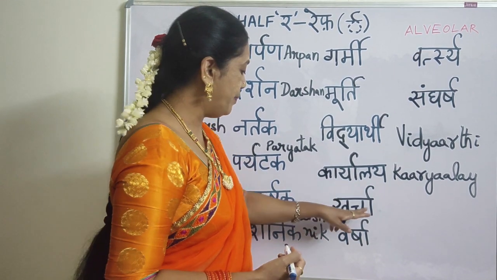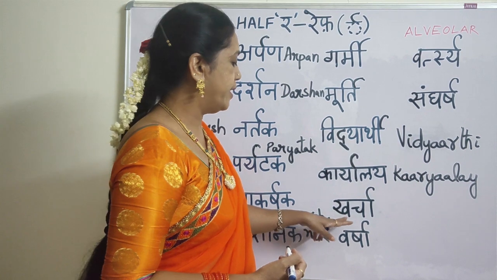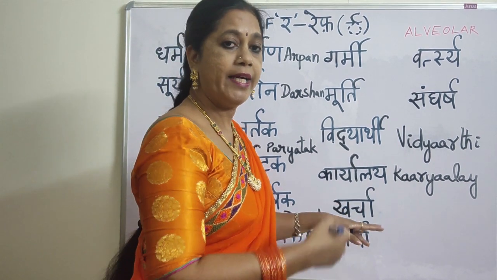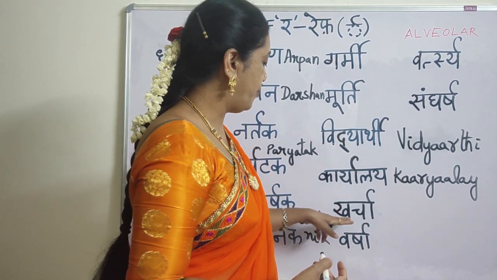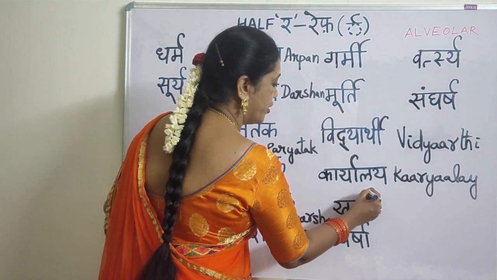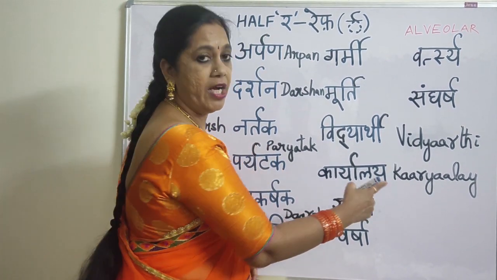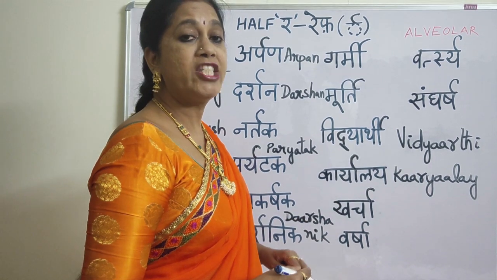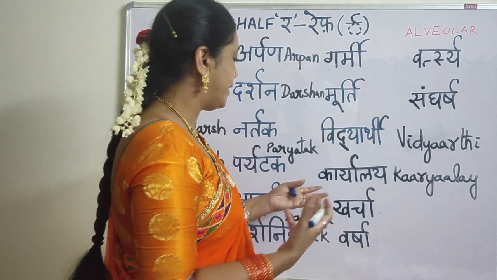Kha, Cha. In between these two, Ra is there. So it is Karcha. Okay, Karcha. So Cha, on top of that, here A matra. So it's standing here. Karcha. Kharcha means expense. Okay, expenses are called kharcha.